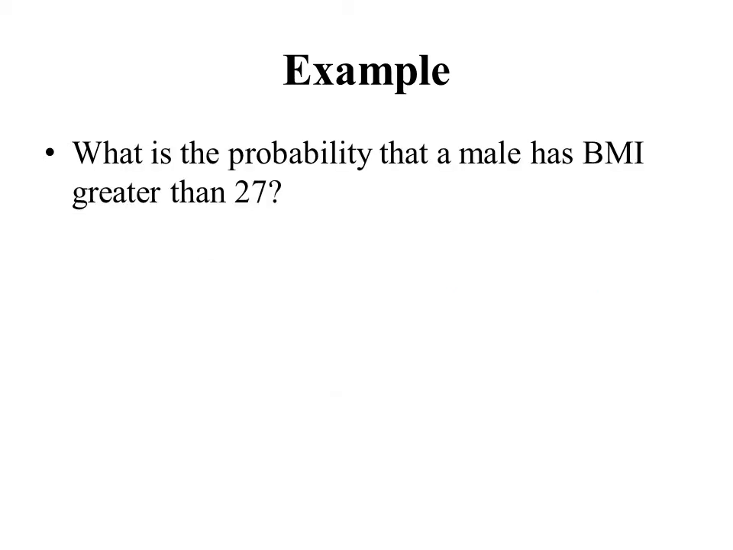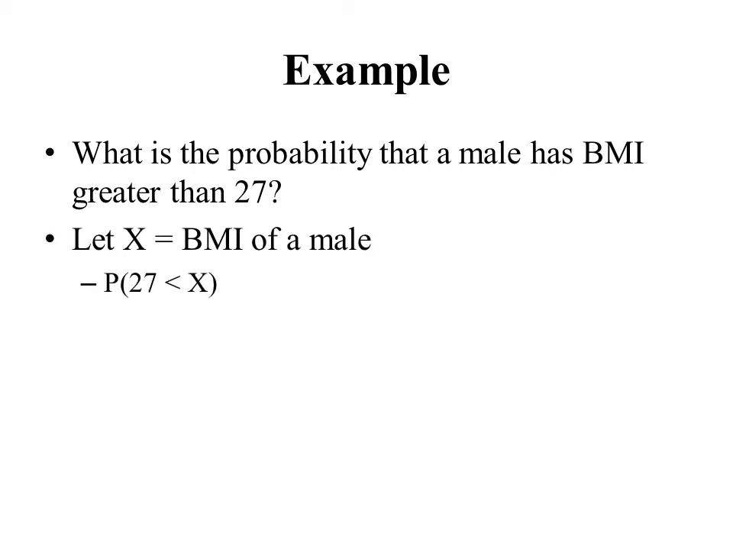Okay. Now, here's a different question. We might ask, what's the probability that a male has a BMI that's greater than 27? Now, in terms of our bell curve, this is the area underneath the bell curve to the right of 27. Again, we let the random variable x represent the BMI of a male. We want to know the probability that x is greater than 27.